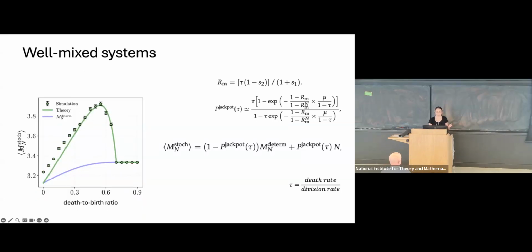This is the mean number of mutants at size n in the stochastic process, given by dots. Samrat's theory is the green line, and this here is deterministic. So there's a big difference sometimes.